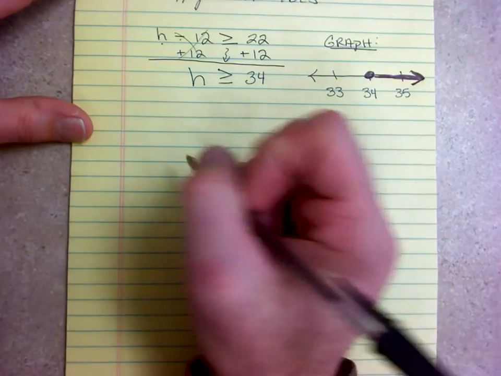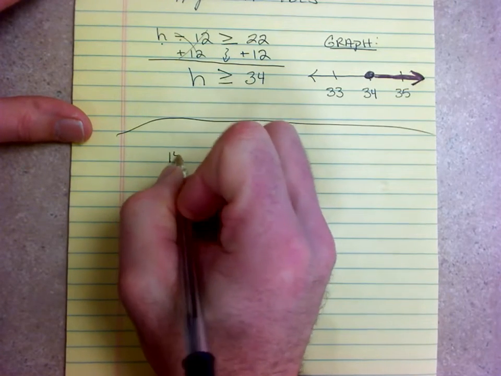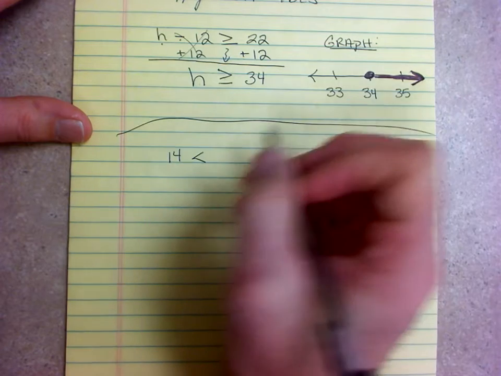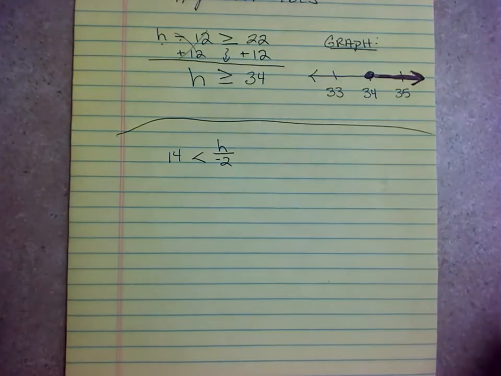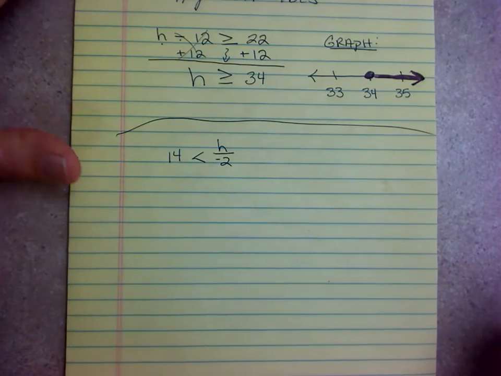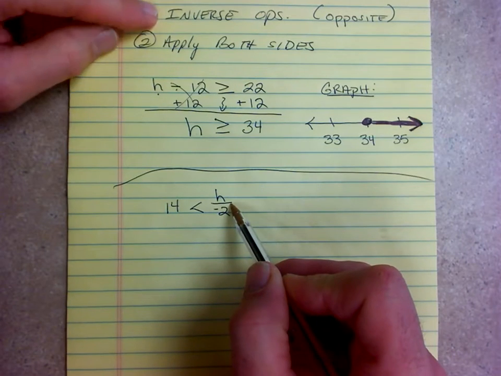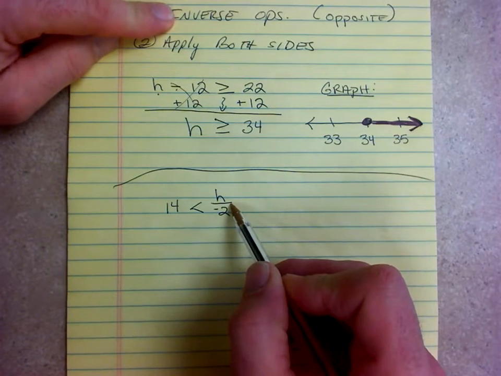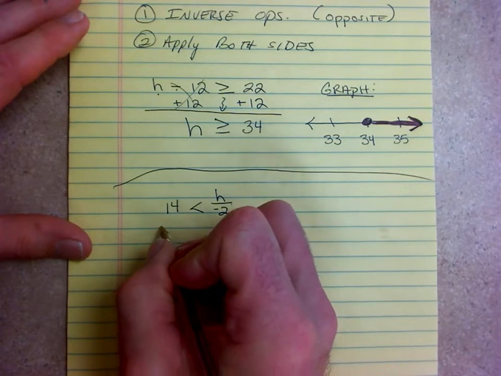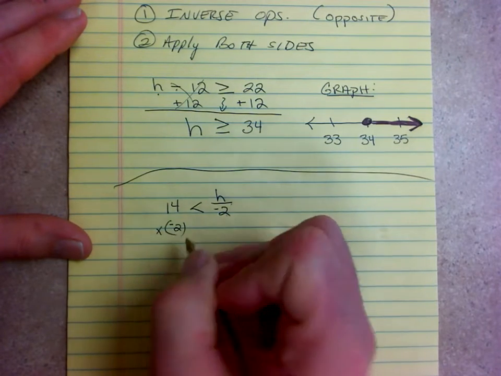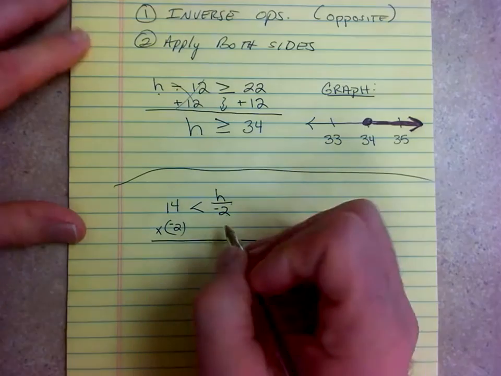All right, let's look at another example here. Let's do 14 is less than h over negative 2. So we see our division, and remember our guide up here is to do the opposite. So instead of dividing by negative 2, the opposite would be to multiply by negative 2. We want to apply that rule to both sides.